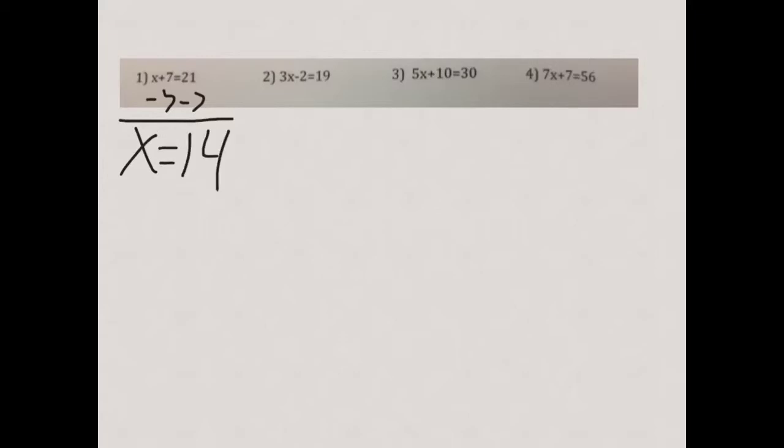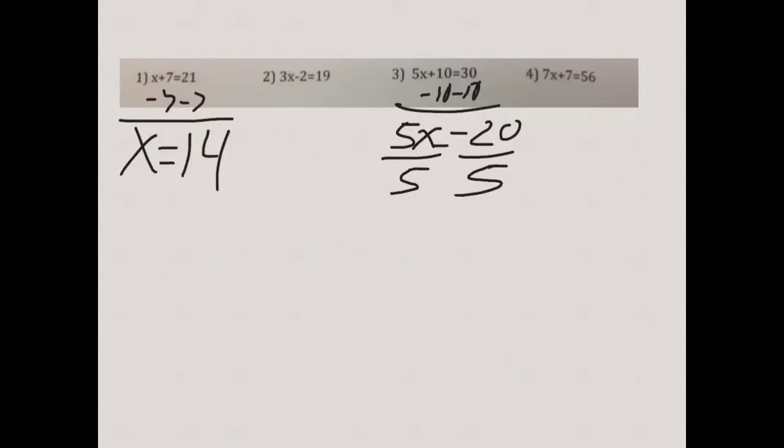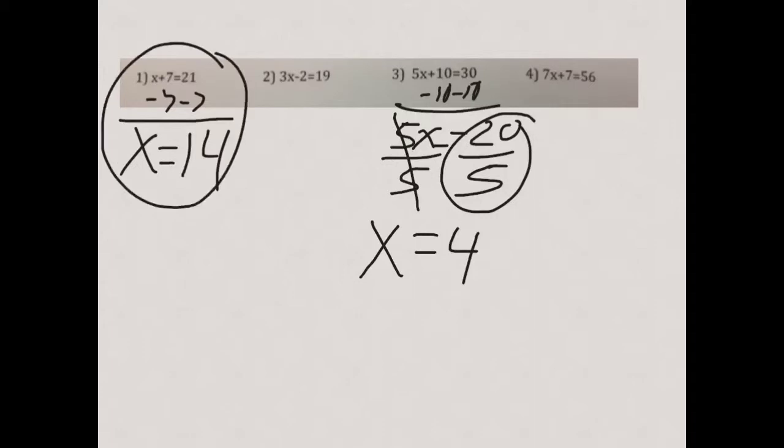14. Say number 3. Well, let's start by getting rid of the number that does not have a variable, the 10. Let's subtract 10 from both sides. Get 5x is equal to 20. Divide by 5, because now I want to isolate the x even more. 5 times x is the same as 5x. The opposite of multiplication will be division, so I divide here and I get x is equal to, what's 20 divided by 5? 4.